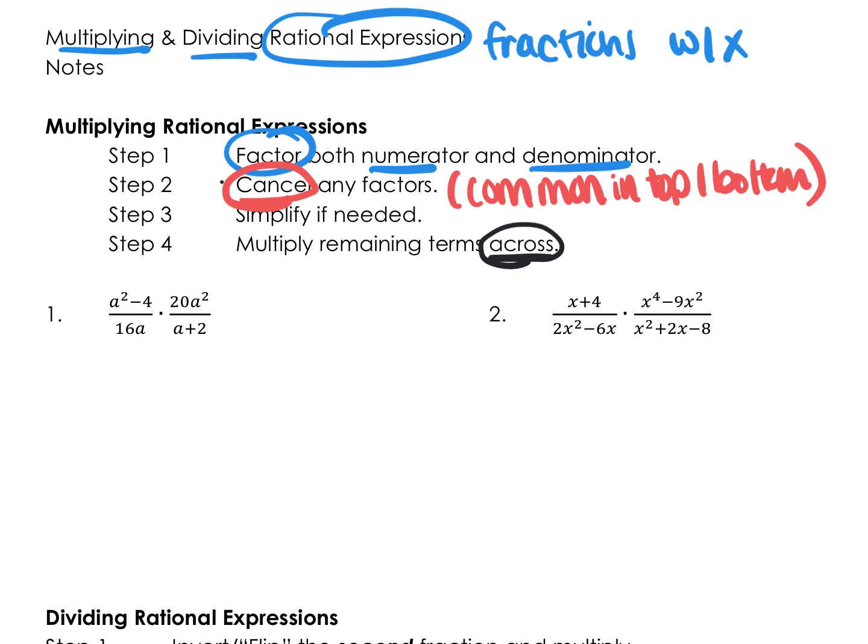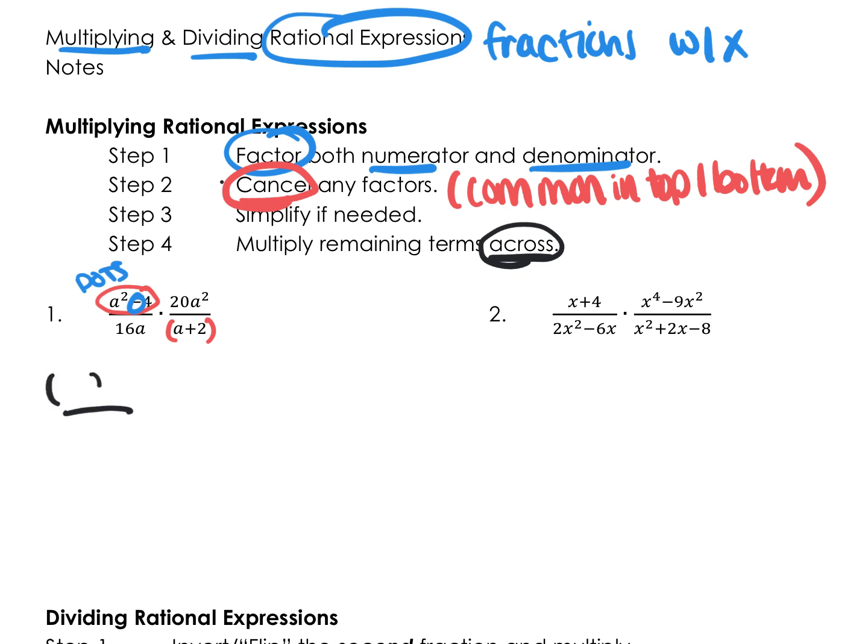So you want to factor every possible thing that you can in the top and the bottom. This guy, a plus 2, that doesn't need to be factored. It's already a factor. So we don't need to factor that one. Okay? Let's look at this guy here. This guy is a subtraction. 4 is a perfect square, and a squared is a perfect square, so this one's a difference of 2 squares. So let's go ahead and factor that guy.